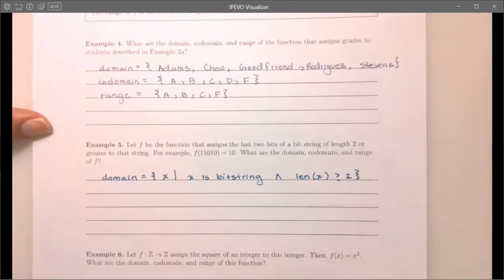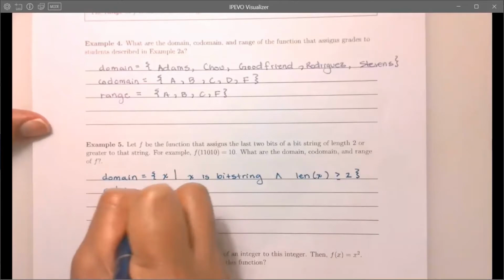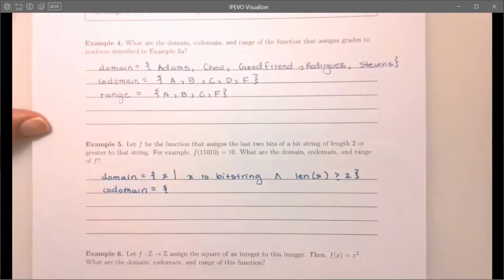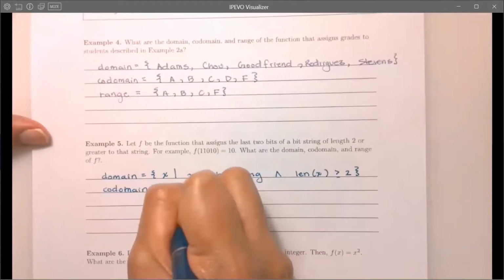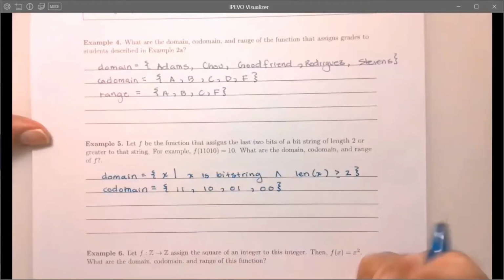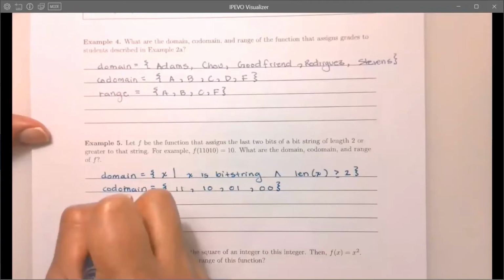All right, now what is the codomain? Okay, well, the codomain would be bit strings of length 2, right? And bit strings of length 2, we can actually list what they all are. They would be 11, 10, 01, and 00. That would be all possible outputs for that function. And then what is the range?